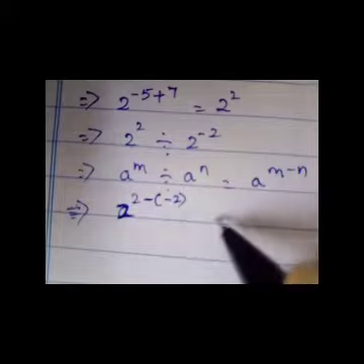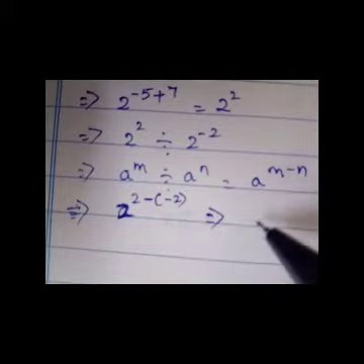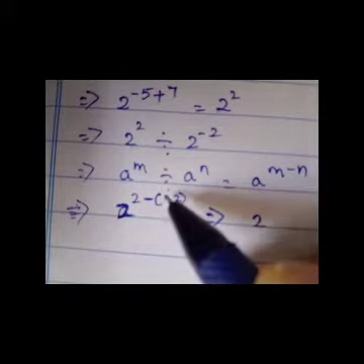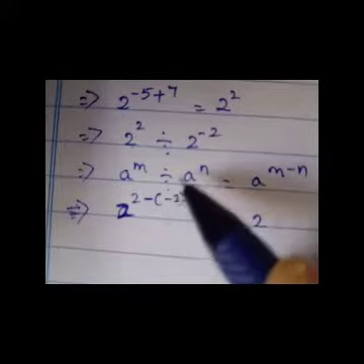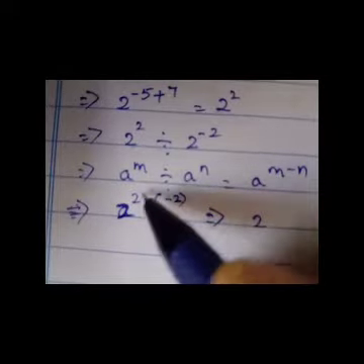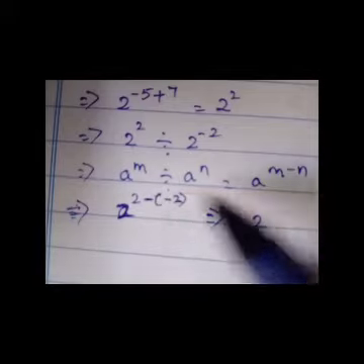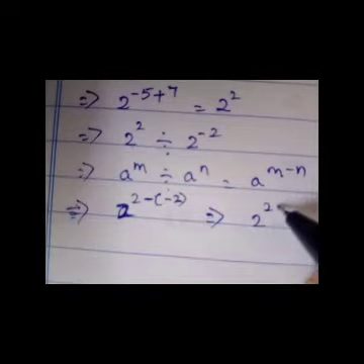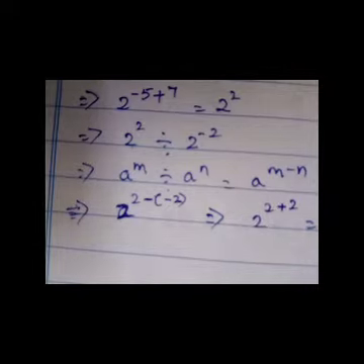Have you understood? So here you know very well the number should not have two signs. So multiply the signs. Minus into minus is plus, which is equal to 2 power 4.